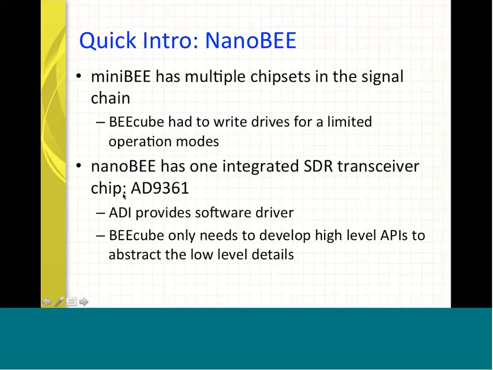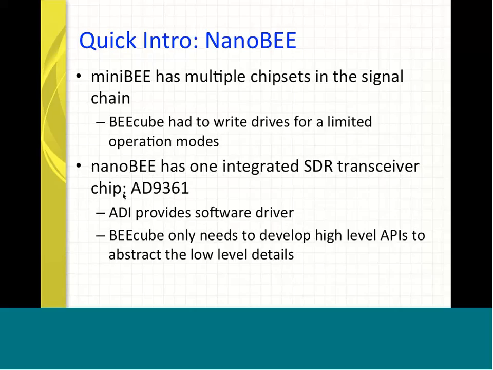You can see that miniBEE has multiple chipsets in the signal chain. I want to bring your attention to a new product, nanoBEE. BCube engineers need to write a lot of drivers, but for limited operation modes, because all these chips have a lot of operation modes.